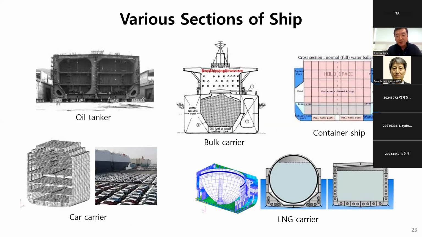Here are various sections of ships. Oil tanker, where we see two big closed sections. Bulk carrier, we see three closed sections. Container ship, there is a big opening of the deck. So we cannot make a closed section for a container ship. So instead, we design small closed sections around the hole, and the thickness of the plate of this small section should be increased to maintain a certain level of rigidity.